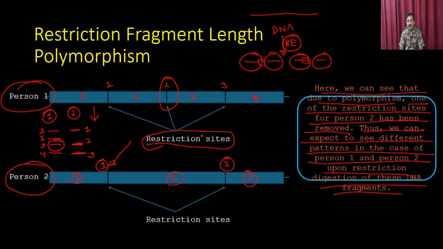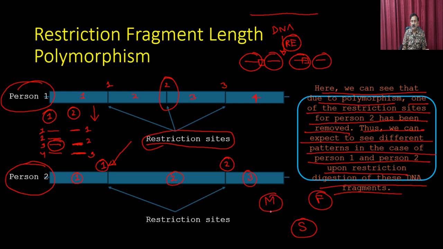So, RFLP is a very robust and scientifically acceptable technique to match whether a particular individual is matching with another or not. Okay? Now, you can imagine that I can do the same kind of analysis for the mother, the same analysis for the father, and the same analysis for the son also, right.